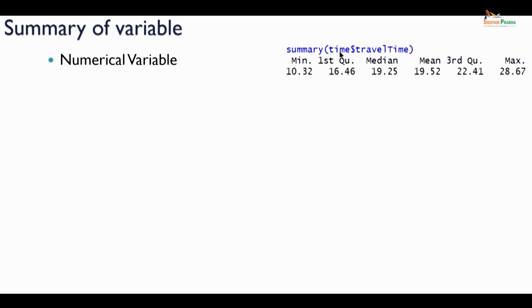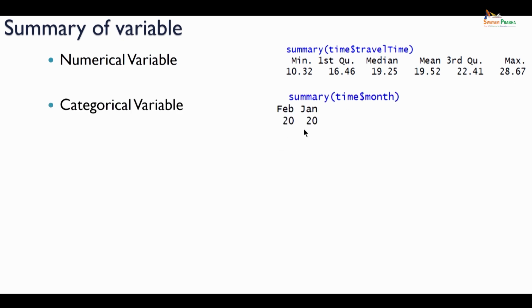So, if you have a numerical variable, you just give summary of time$travel time. This gives you the 5 number summary and the mean. So, all of it gets displayed. For a categorical variable there are two methods. One is you either give summary followed by the categorical variable, in our case I am giving month. You can see the frequencies of each category are displayed.